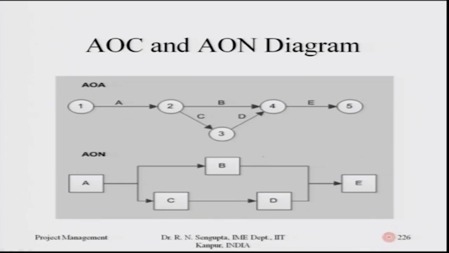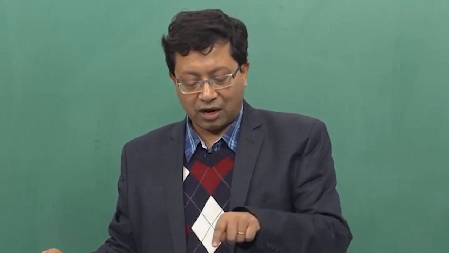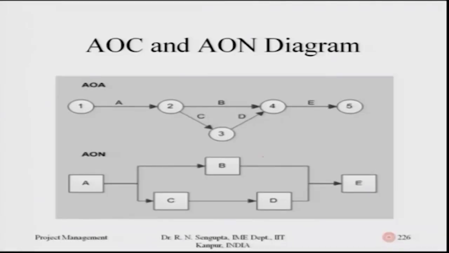When C is finished, then only D can start, but the sequence of events is such that C and D finish in such a way that B also ends. Then only after B and D end, you can start E. That means E can only start after B, C, D end, because if B and D have to end, which technically means before B, A has to end, and before D, C has to end.